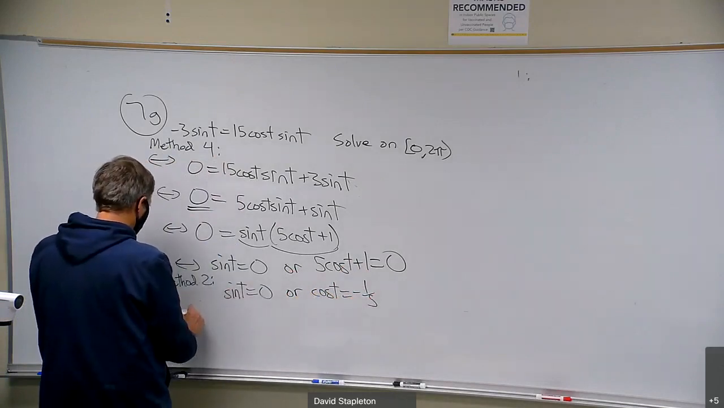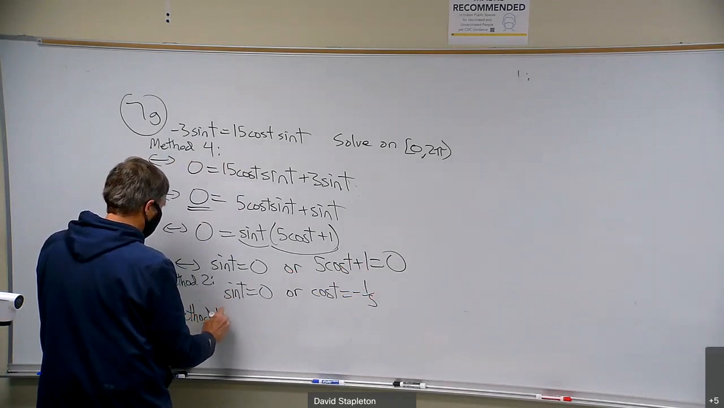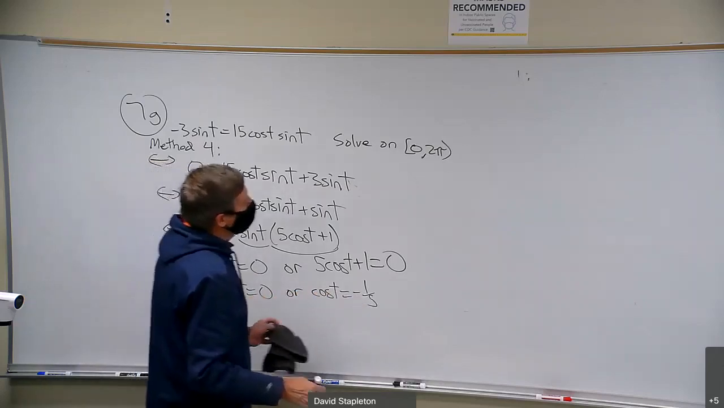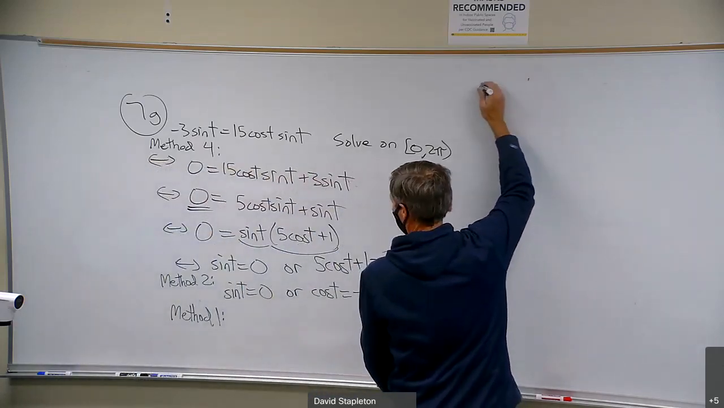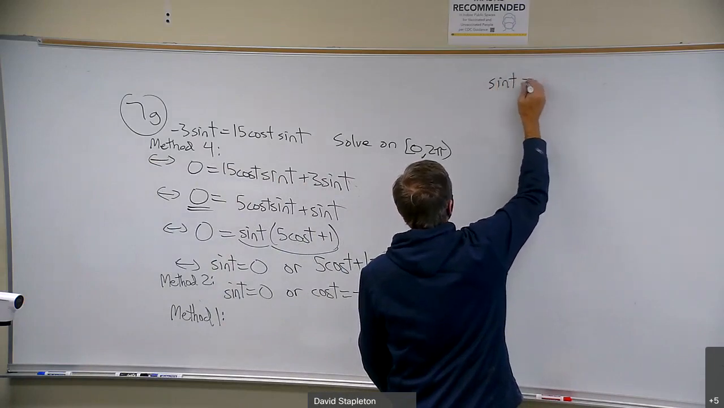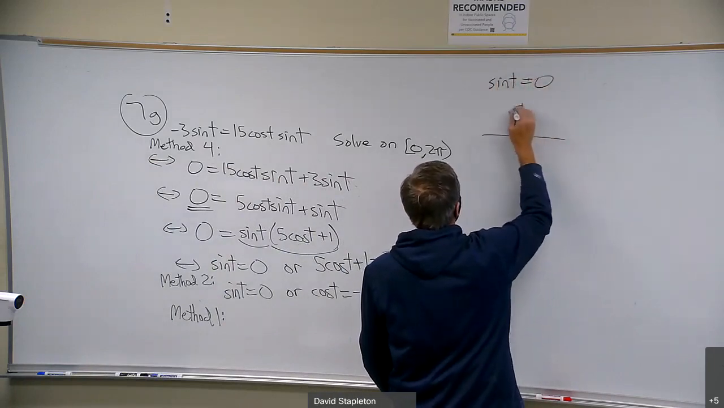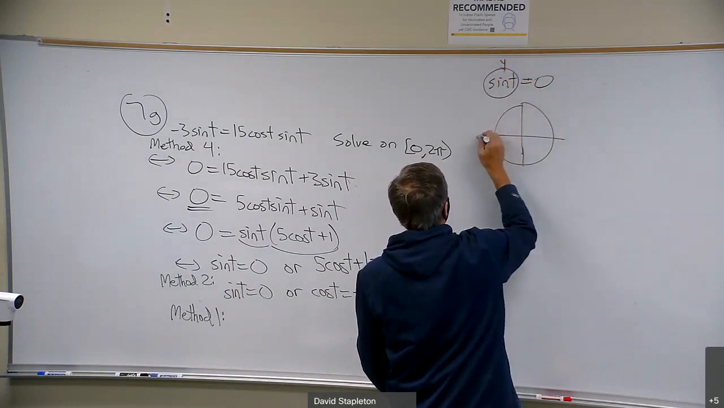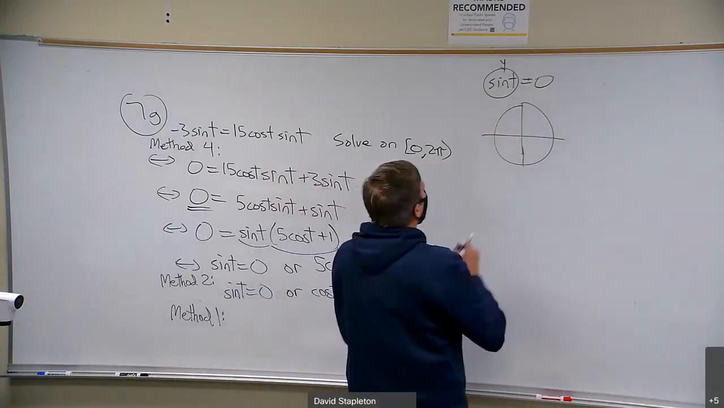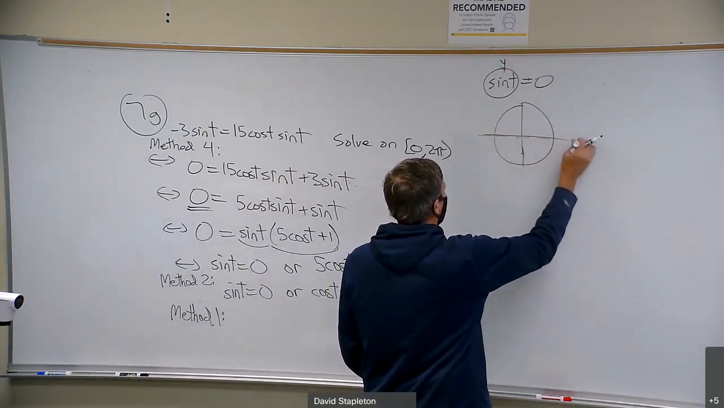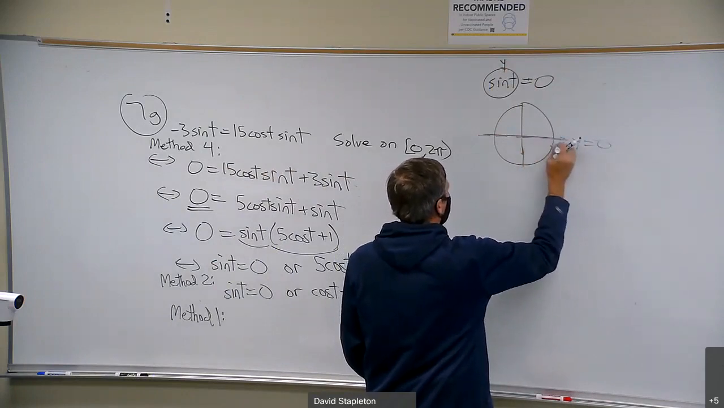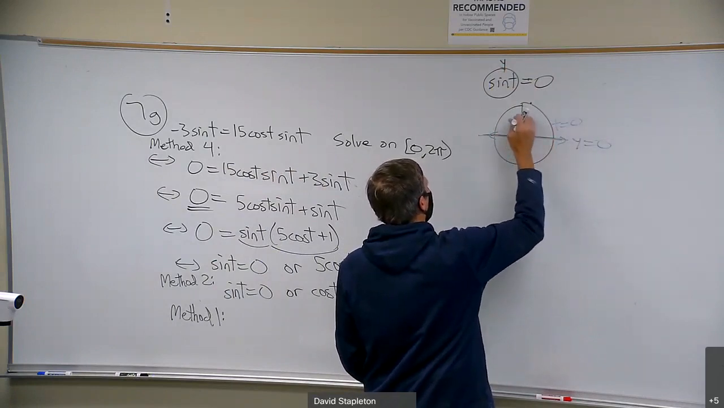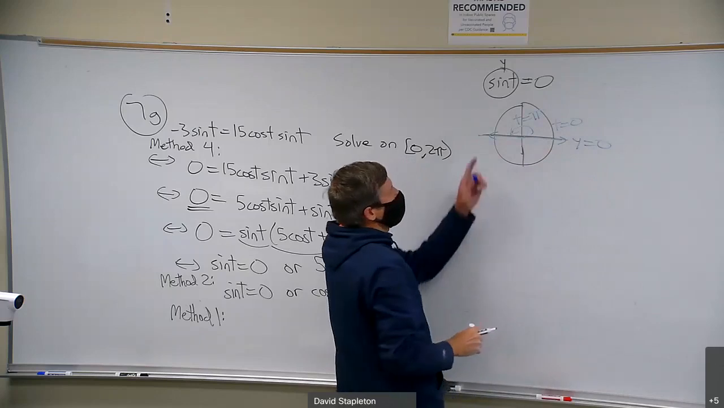I go to method 1, solve it on the unit circle. And in this case, this one does come from a special angle, but this one doesn't, right? So the first one, if I solve sine t equals 0, trig function equals a number on the unit circle. Sine is the y coordinate, so I'll put y equals 0. That's this line right here, which corresponds to this terminal ray or this terminal ray. t equals 0 or t equals pi are the possible solutions to this one.